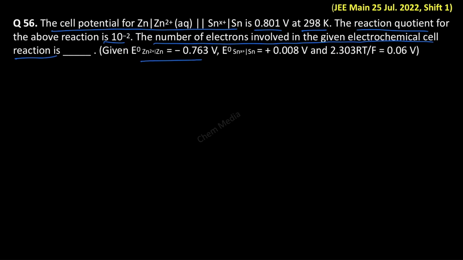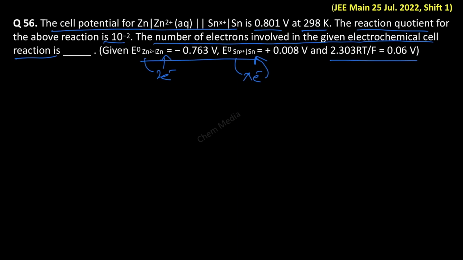Standard reduction potential values are given. The reason why I am saying they are reduction potentials is because zinc 2 plus has to gain 2 electrons, then only it can become zinc. Likewise, tin X plus, we have to find out the X value here, has to gain X number of electrons so that it can become tin. So, therefore, standard reduction potential values are given, and this is the value we use in the Nernst equation.